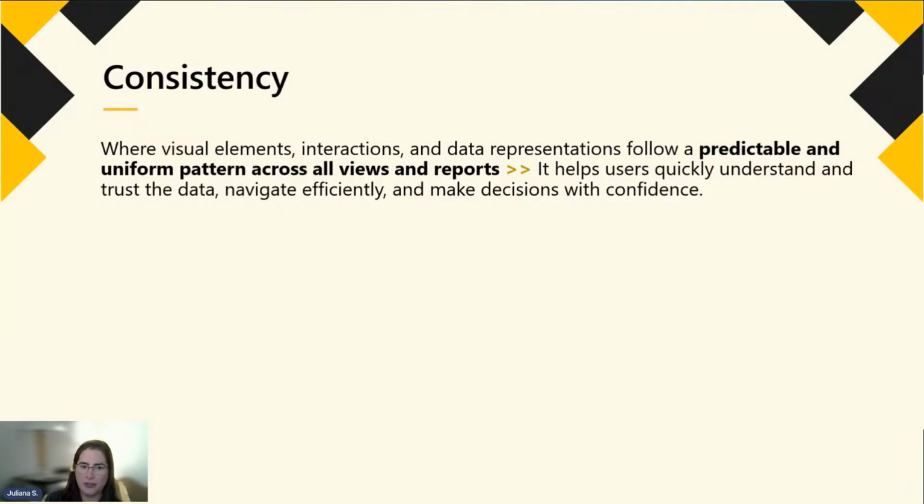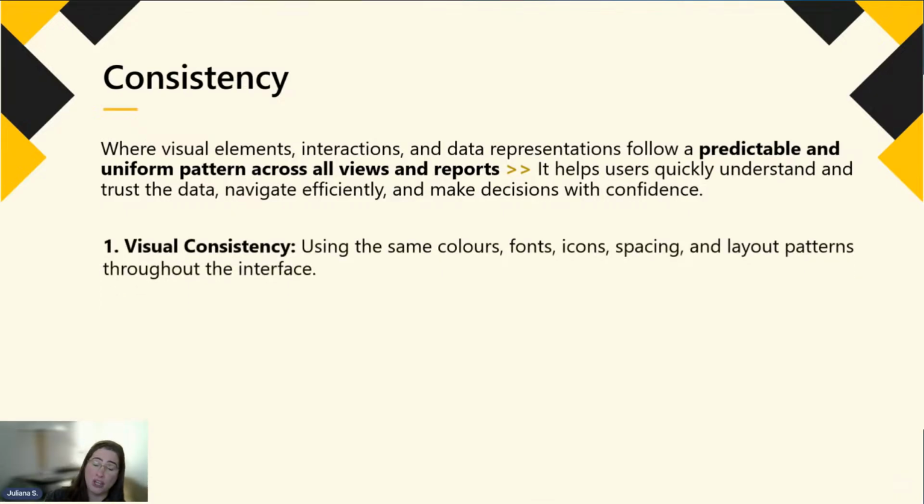And there are different levels of consistency. We have visual consistency. So, for example, using the same colors, fonts, iconography, spacing, and layout patterns throughout your interface. So, think about, for example, if you have gray for forecast costs on all the visuals that you have, you're going to standardize that color. That is going to help maintain visual consistency.